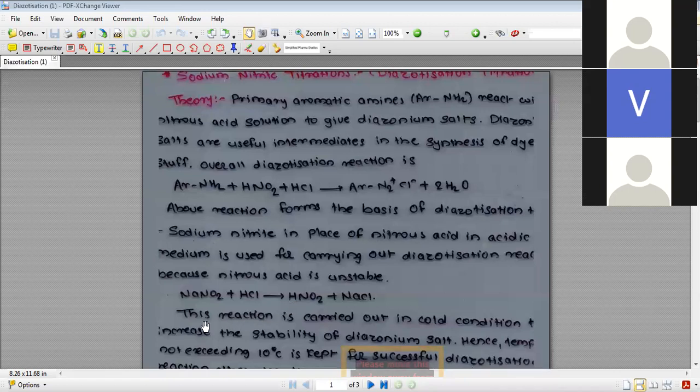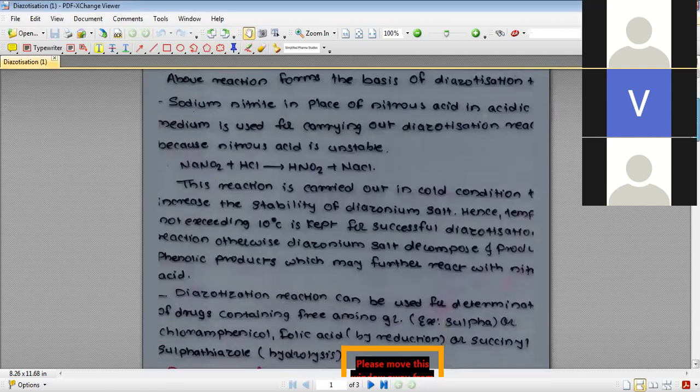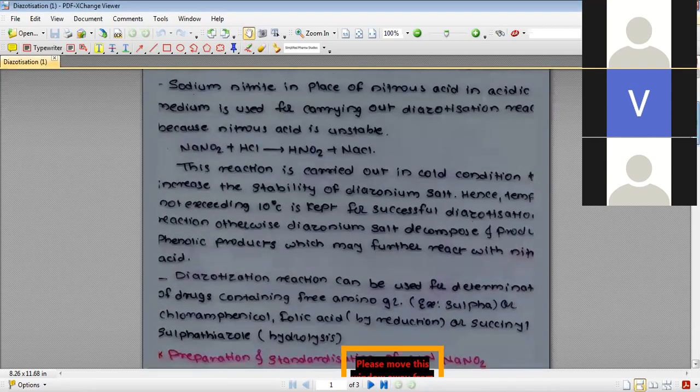Therefore, we are going to prepare it by reacting the silver nitrate with HCl. That is, in acidic medium, we are going to react the silver nitrate. Formation of nitrous acid takes place. So this is the basic principle behind diazotization titration.